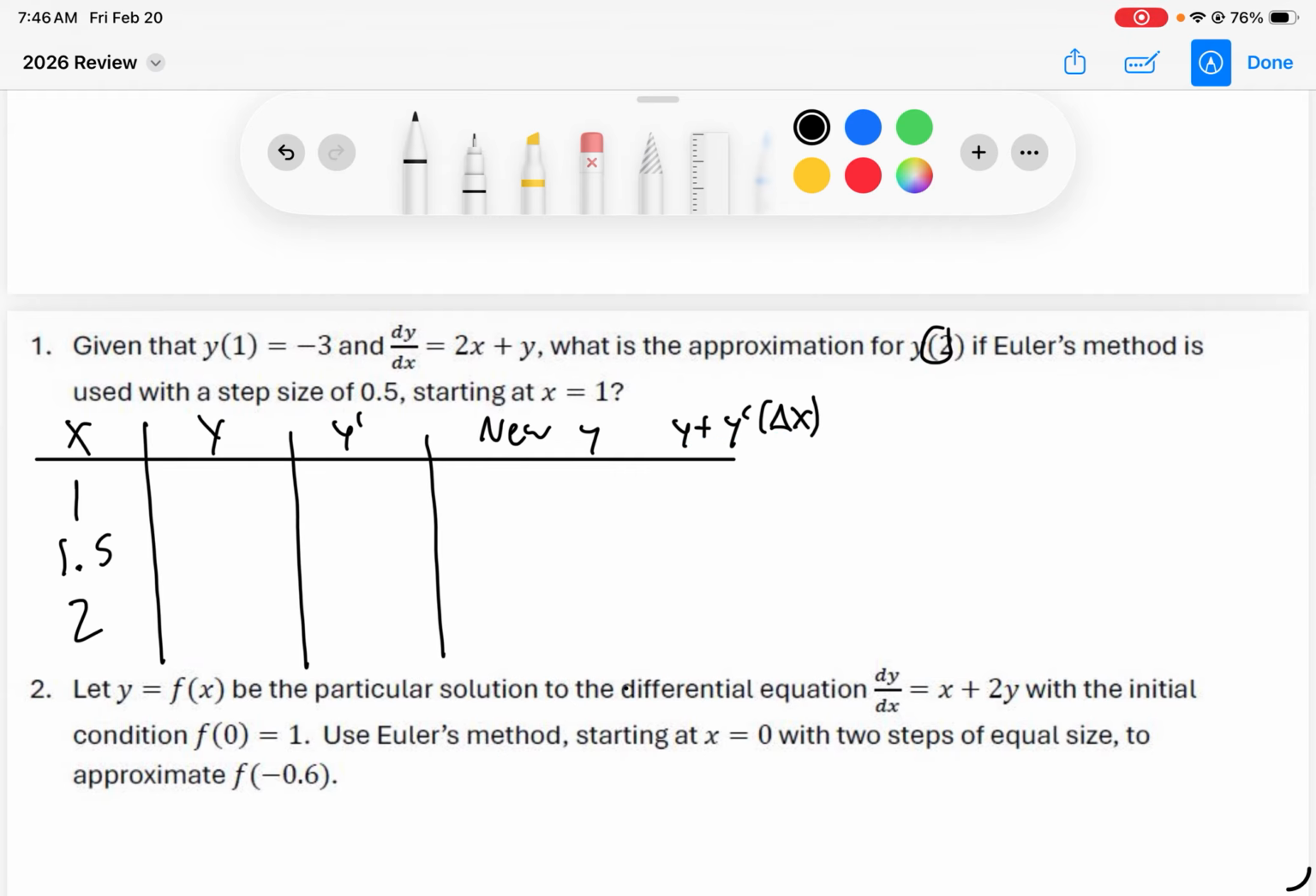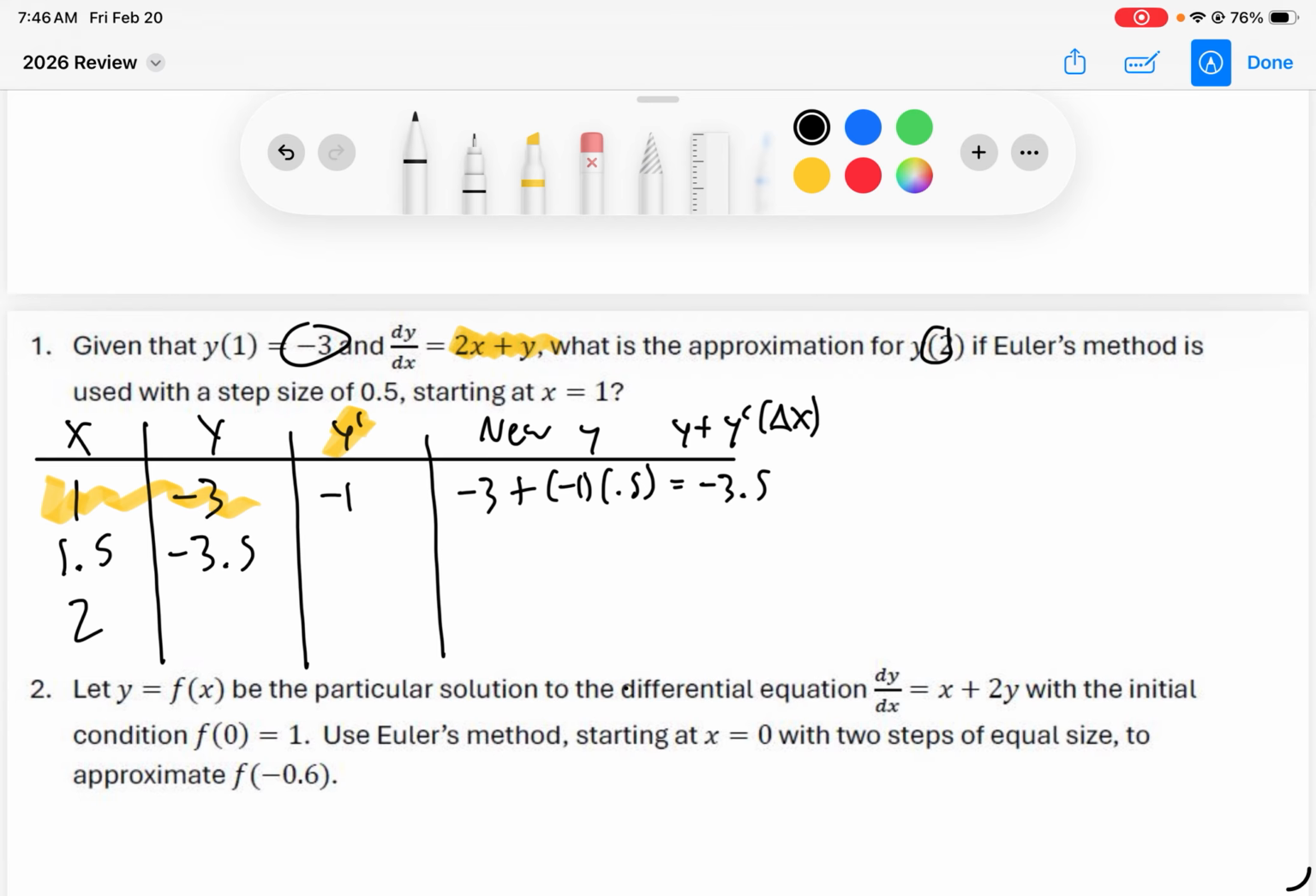So the y that goes with that first x is -3. You get y prime by plugging your x and y into the derivative. That tells you the slope, or y prime. So 2 times 1 is 2, minus 3, so that's -1. To find my new y, I take the y that was there, and then we add the rate of change, which is -1 times the change in x, 0.5. And that would give us -3.5. That becomes your next y at your new point.